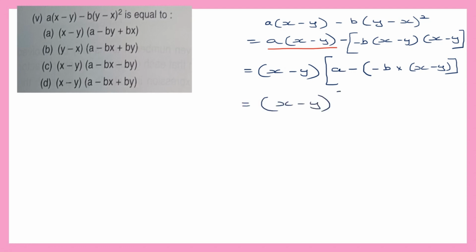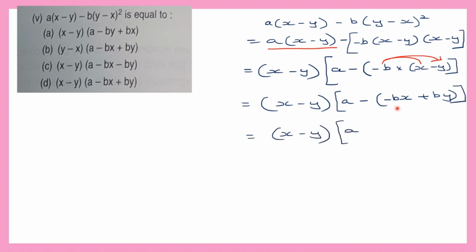And here what do I have? In brackets I have a minus, let's work this out. So here I have minus b into x. Minus b into x is minus bx. Then I multiply minus b into minus y. So that becomes plus by. Okay, so now let's open those brackets. So I have x minus y and here I have a. Now here I'm going to open these brackets. Before I open, let me see the sign here. The sign is minus. That means these signs will change because minus into minus is plus, minus into plus is minus. So here it will become plus bx minus by.